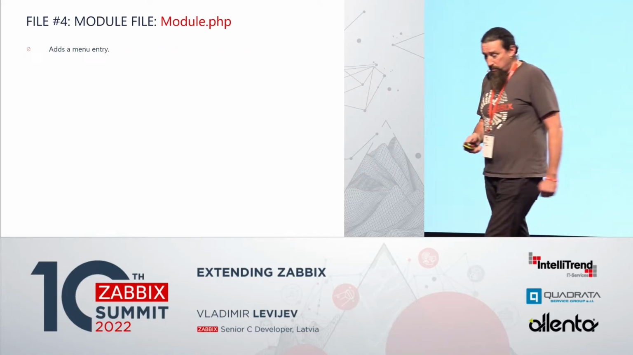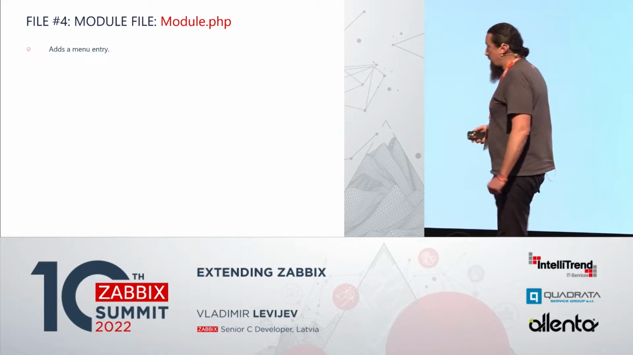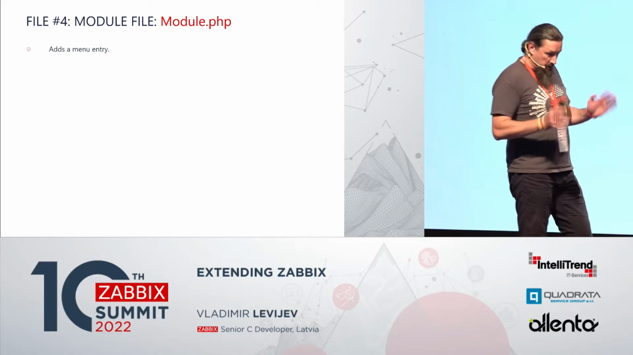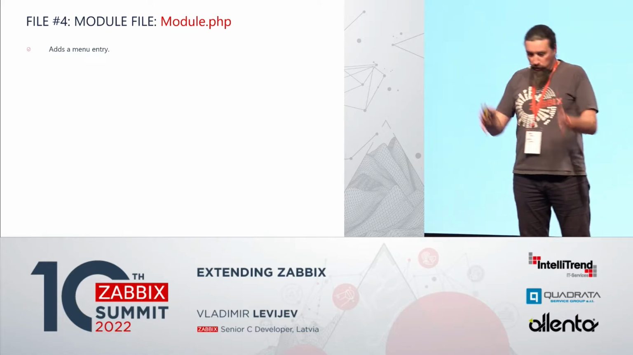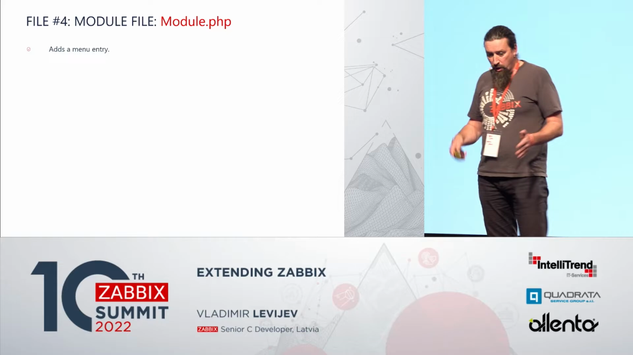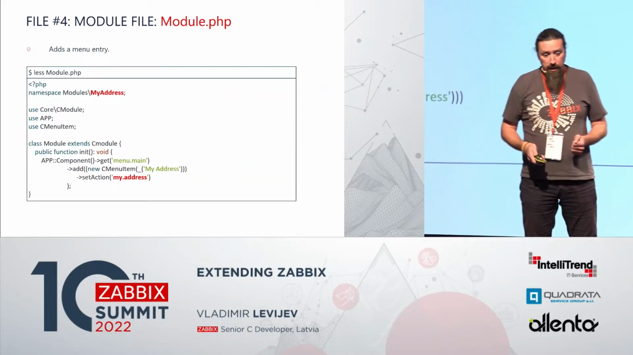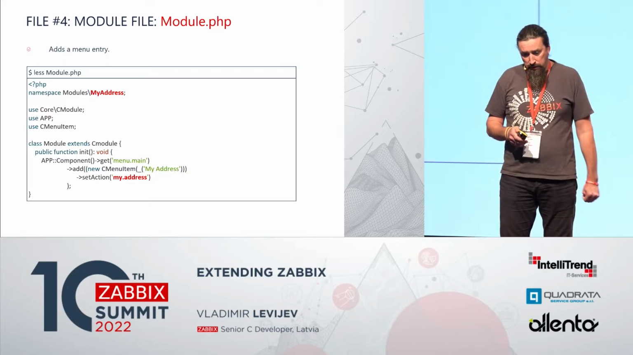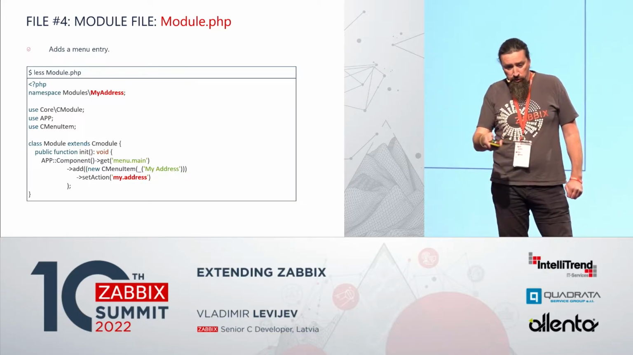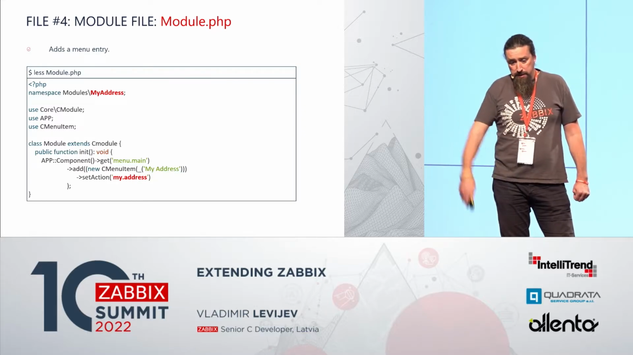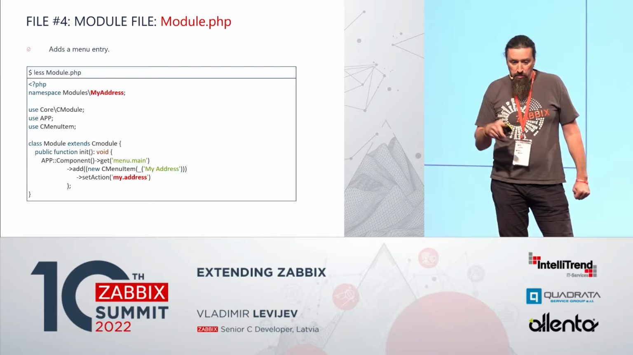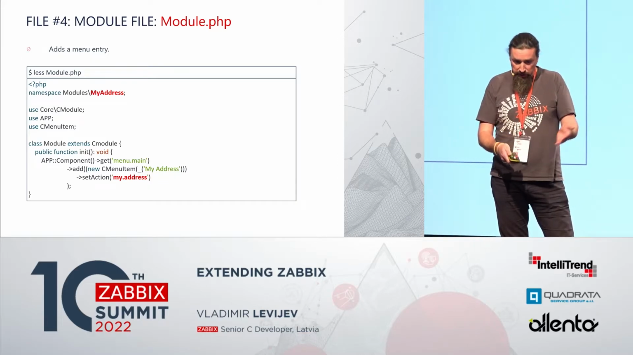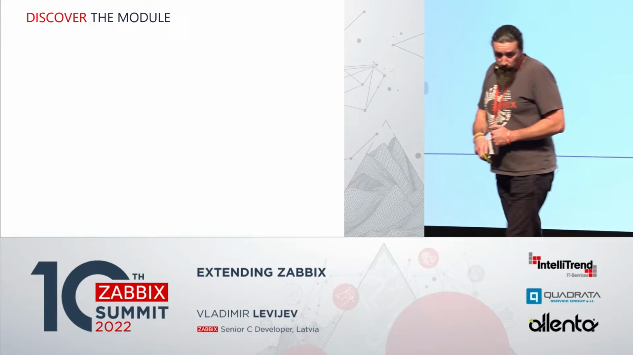So the last file, module.php, is optional, but if you want to add a menu entry, you must use it, and that's what we want. We want just to add one menu entry to the main menu to be able to call our action. So again, the highlighted things are important, the namespace and, basically, we say, give me the menu, and to the root of this menu add my address element, and when it's clicked, call this action that we define in our module. Basically, we call ourselves.